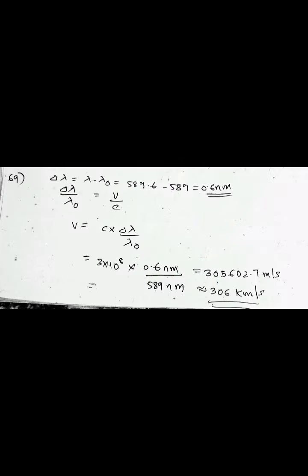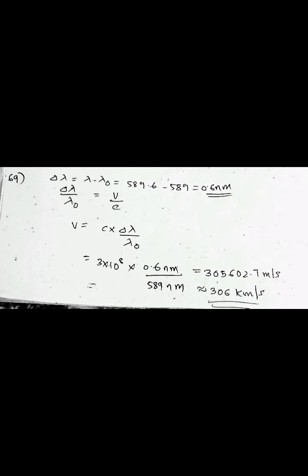Next question is, a star moves with respect to Earth such that the sodium line at 589.0 nanometer is observed at 589.6 nanometer when viewed from Earth. What is the speed of the star in the line of sight? That is delta lambda is equal to lambda minus lambda 0. This is equal to 589.6 minus 589. That is equal to 0.6 nanometer. That is delta lambda by lambda 0 is equal to V by C.